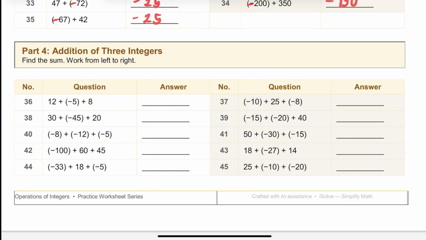Okay, let's do part 4. Addition of three integers. Find the sum, work from left to right.